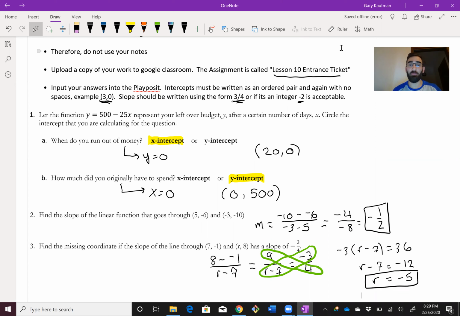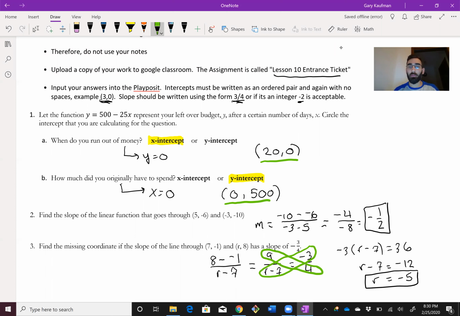So our intercept is (20, 0). Our original amount means we haven't had any days pass. That means x equals 0. So that's our y-intercept. And when you plug that in, you get (0, 500). You'll see that I've solved the slope in 2. Make sure you fully simplified it.